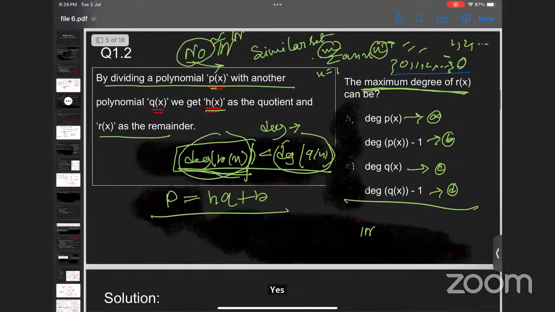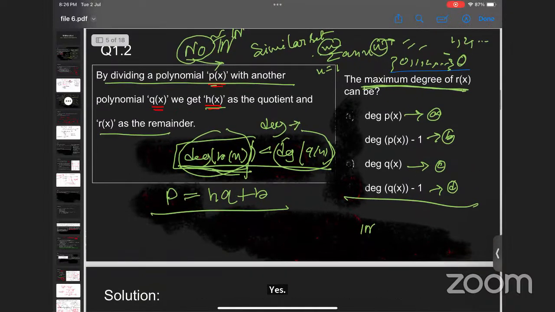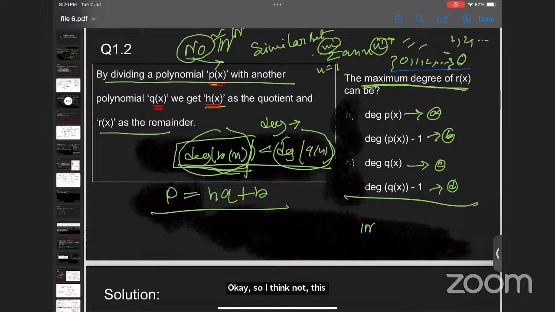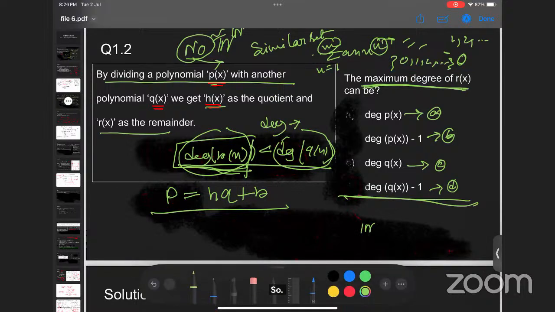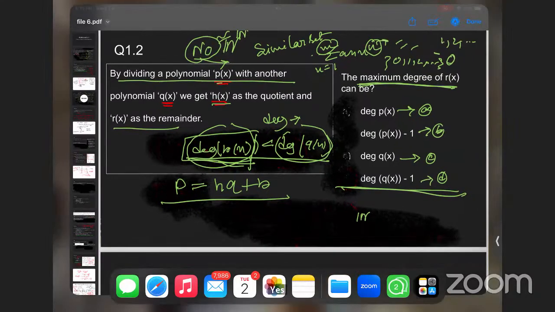So what is the answer, ma'am? Option B. Option D. Degree of Qx minus 1. Correct. Is it fine now? Ma'am, why? Which one, the last one? Yes. Ma'am, he's asking why this option is correct.